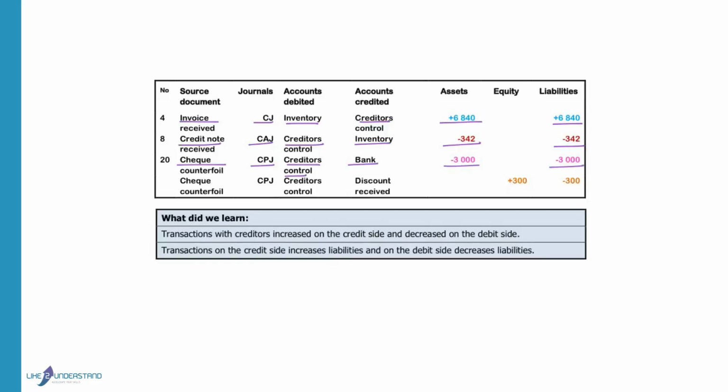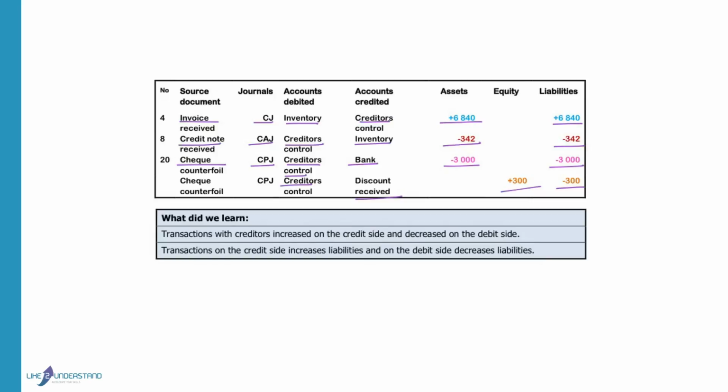And we will also record the discount received in this cash payments journal. So creditors will decrease the liabilities with a 300 Rand discount. Discount received is an income that will increase profits, so equity will increase with 300 Rand.